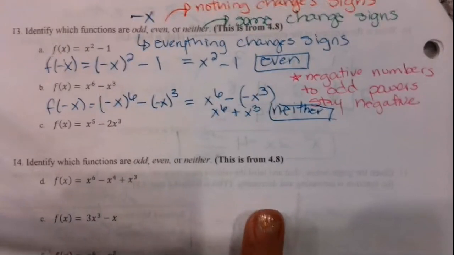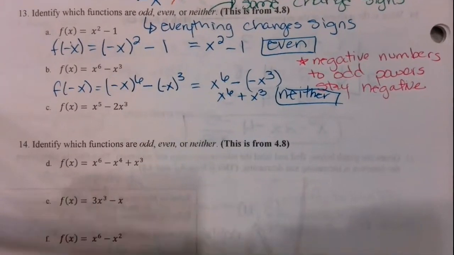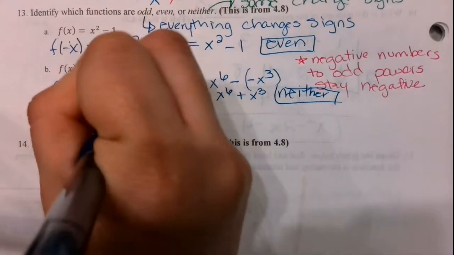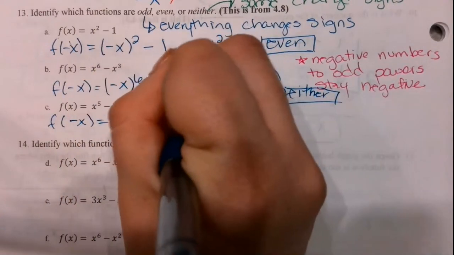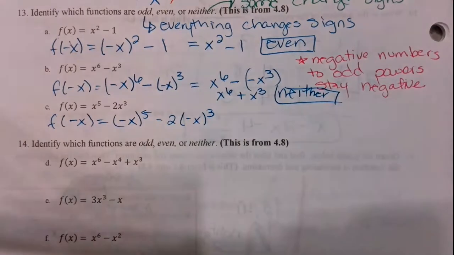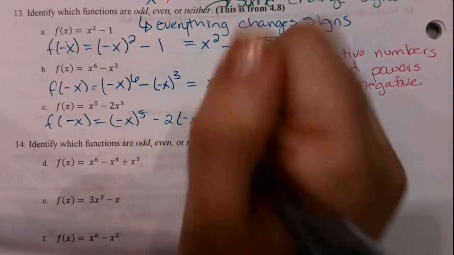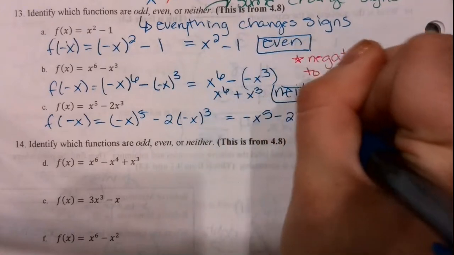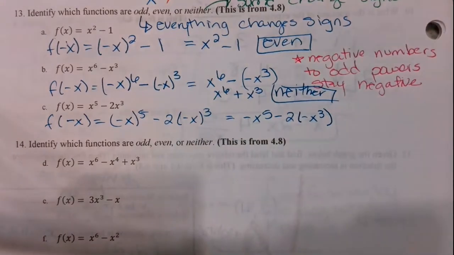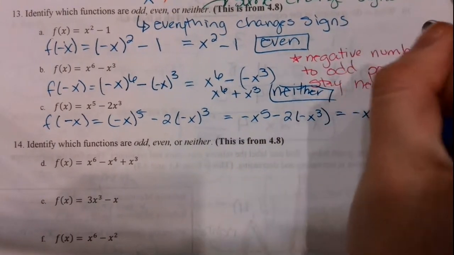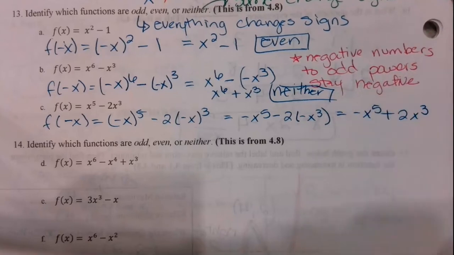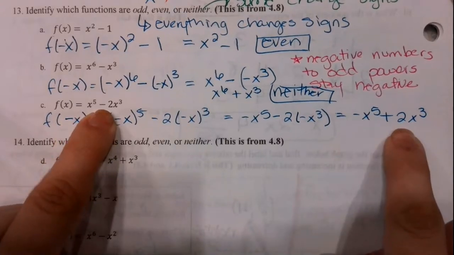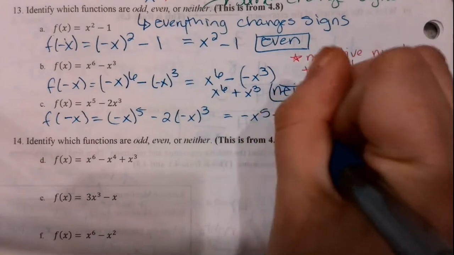Okay. On C, I'm going to do the same thing. I have f of negative x equals negative x to the 5th times negative 2 times negative x cubed. Because these are both odd, they're both going to go outside. So I have negative x to the 5th times negative 2 times negative x cubed. This one I'm going to multiply together. So I get negative x to the 5th plus 2x cubed. Originally I had a positive, now I have a negative. I originally had a negative and now it's positive, so this one is odd.